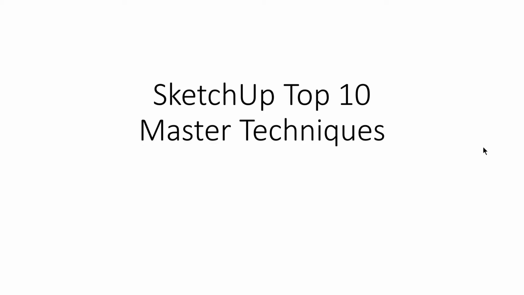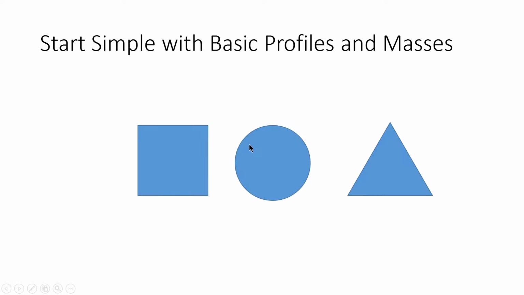First tip is start with basic profiles and masses. This can't be said enough because the idea is even the most complicated forms start with simple geometry or simple ways of doing it. So why start in a very complex way when you could start very simply and you could work your way back?